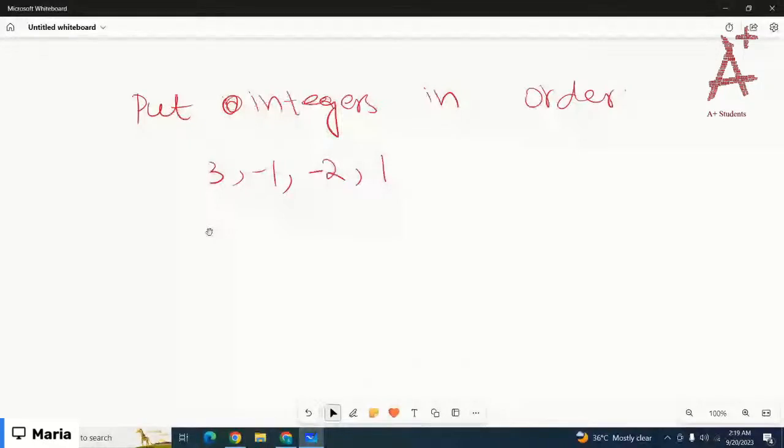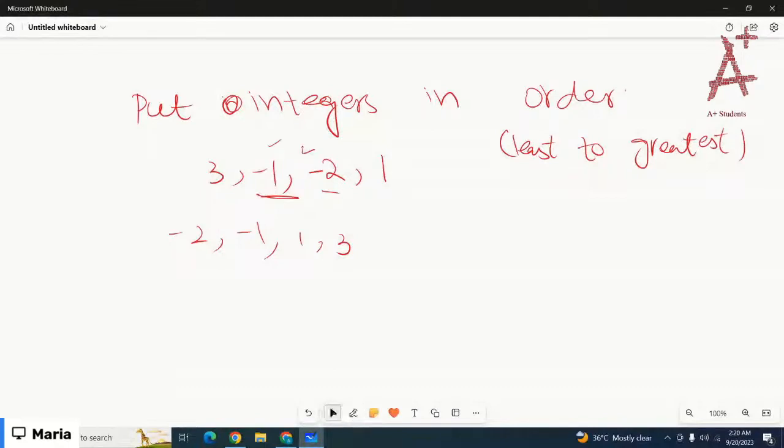Okay, you have to put integers in order. How do you put these integers in order? You have to arrange them from least to greatest. So which is the least one? Negative 2 is the least one. Then you have negative 1, then 1 and 3, right? No, no, no. Negative 1 and negative 2, just look at their signs. Negative numbers are always smaller than the greater ones, right? That means negative 1 and negative 2 are smaller than 1 and 3.